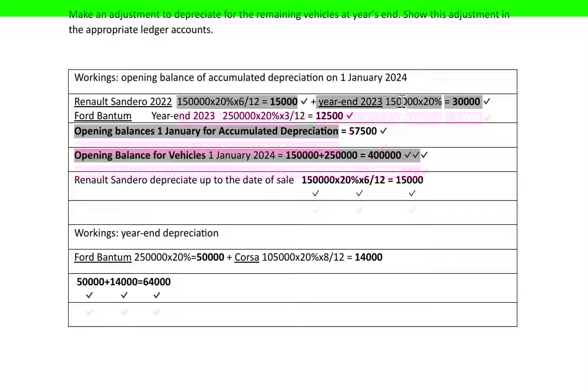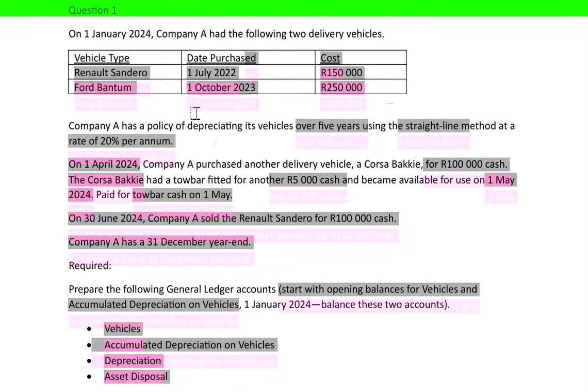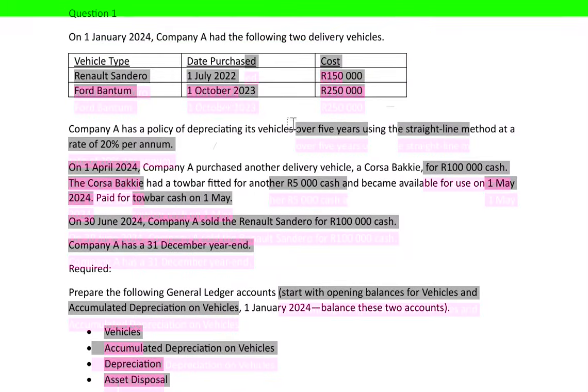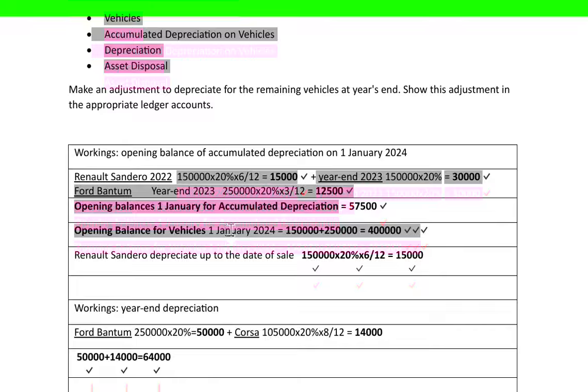Now, this is for year 1 and year 2, which is all we need to get the accumulated depreciation balance, because we only want the accumulated depreciation balance at the start of the current year. Then we also need to add the Ford Bantam Bakkie, which was bought last year, 2023. Let's just check quickly, it was bought the 1st of October 2023 for 250,000. So we've only had that vehicle, the Ford Bantam Bakkie, for 3 months.